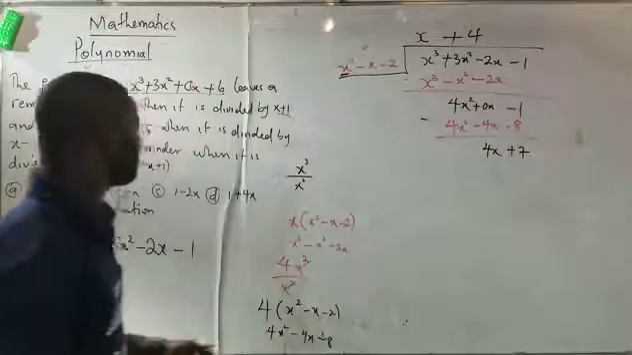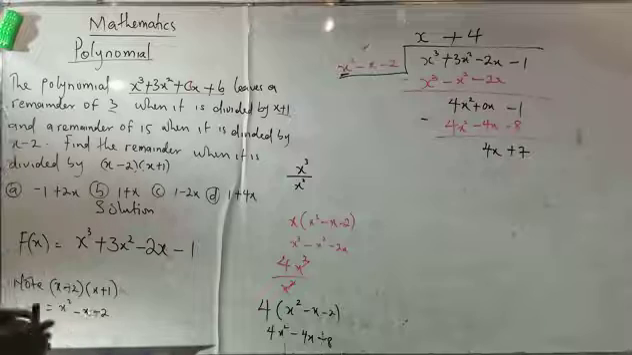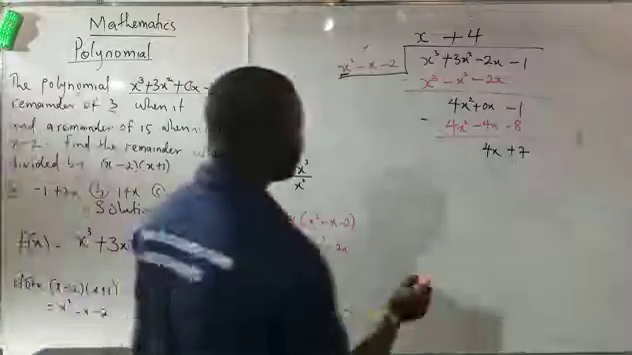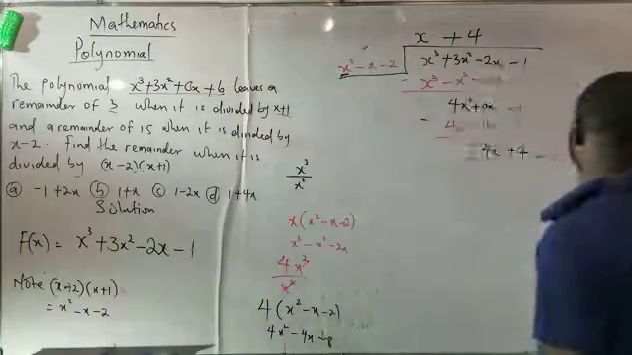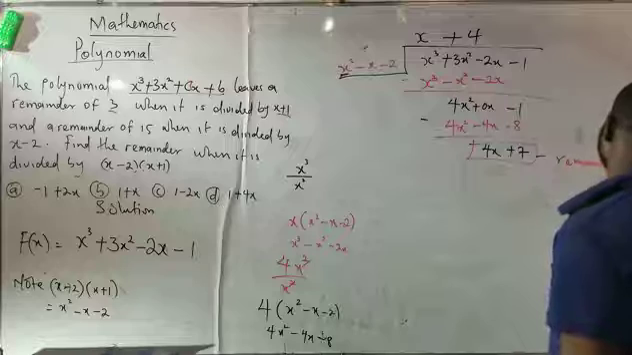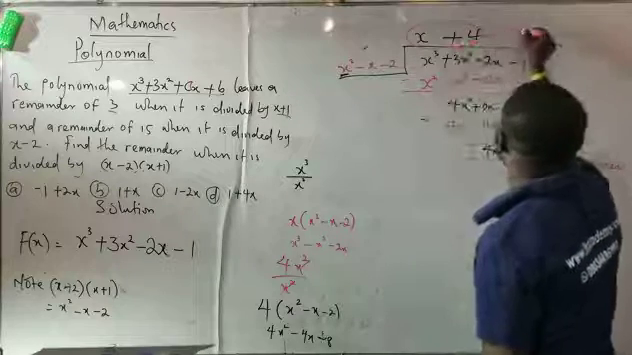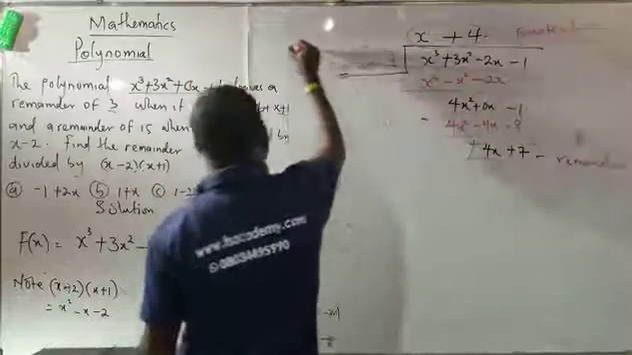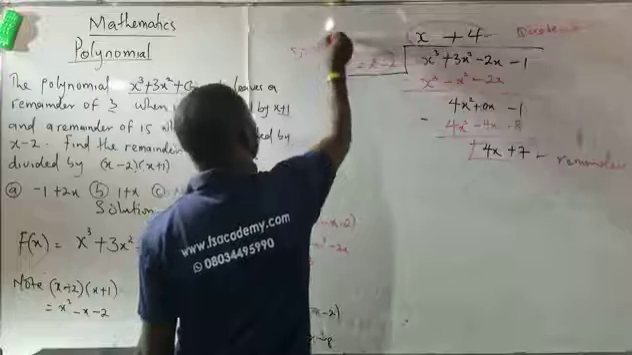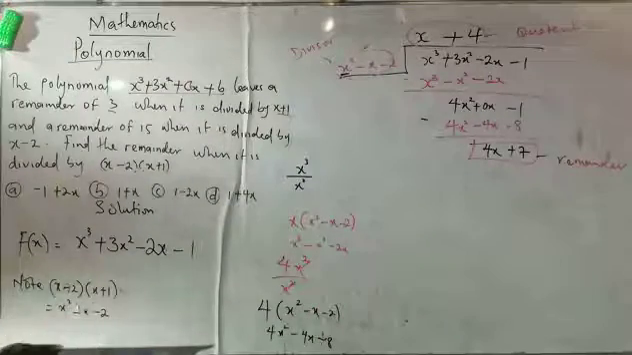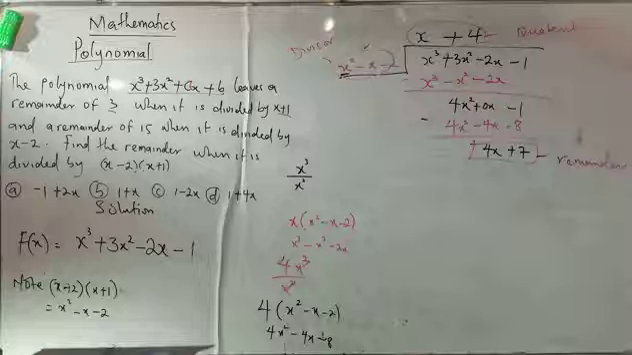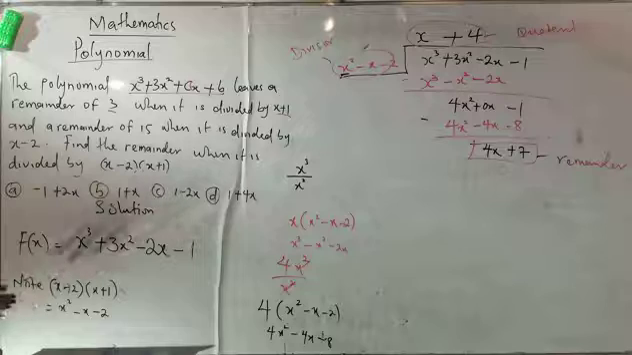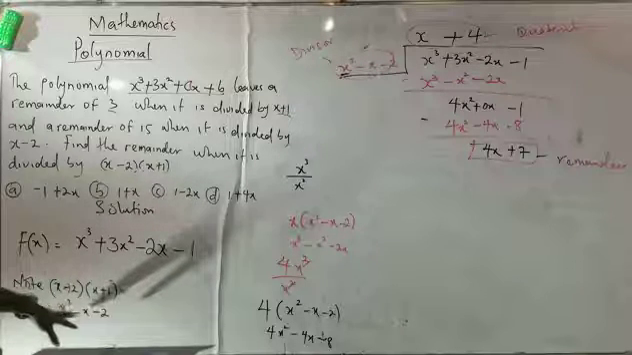Now what I just need to know is what is plus 7. The first thing I want to know is that here is known as the remainder, here is known as the quotient, and here is known as the divisor. Now those are the three things we are looking out for. You are asked to find the remainder when it is divided by this particular function.